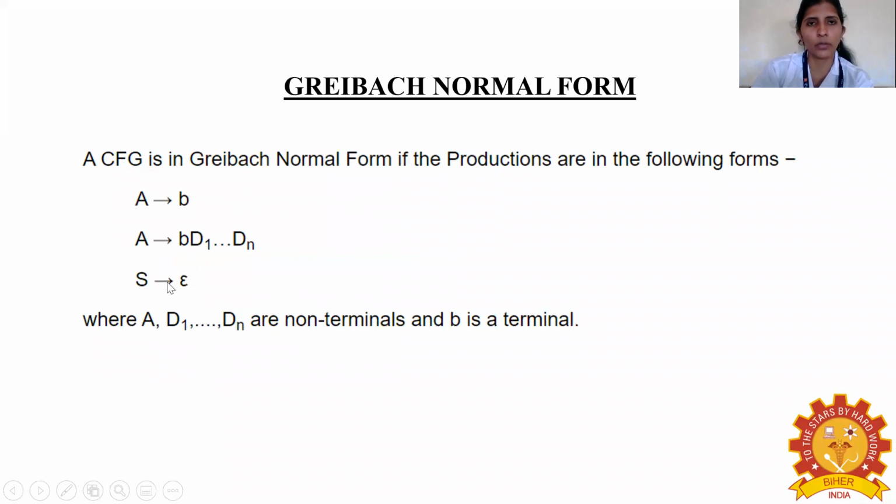So now we move to the Greibach normal form. A context-free grammar is in Greibach normal form if the productions are in the following forms. That is A to b D1 to Dn. So it is a mixing of the set of terminals and the non-terminals. Where A, D1, D2 are non-terminals and b is a terminal. Then S is the start symbol. So this goes to epsilon.